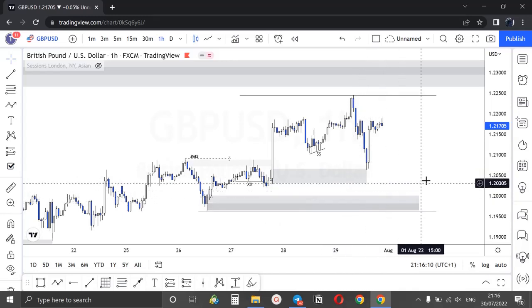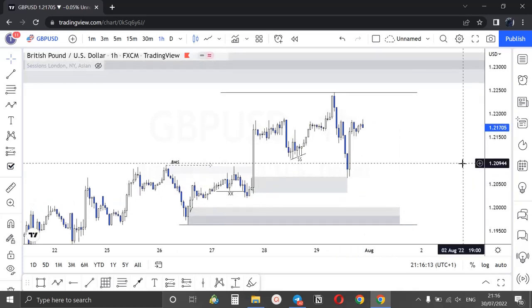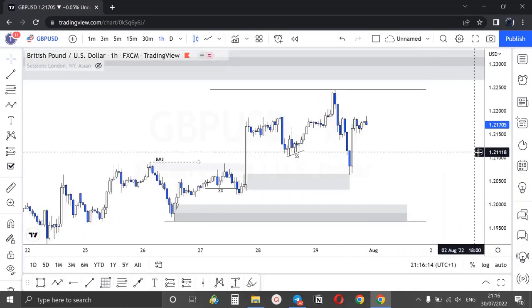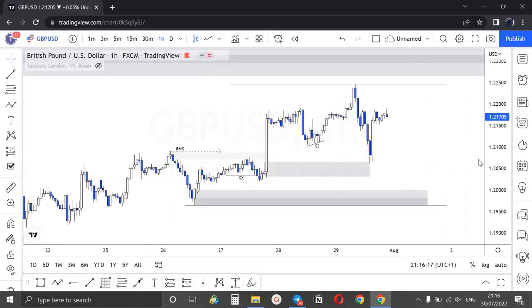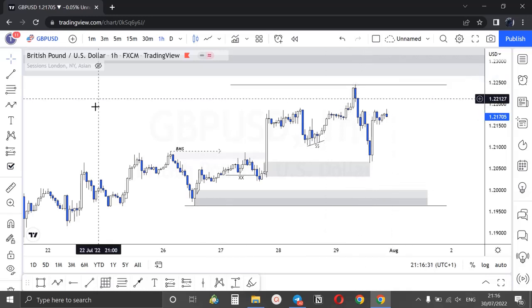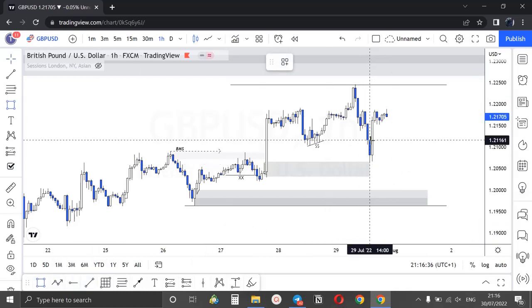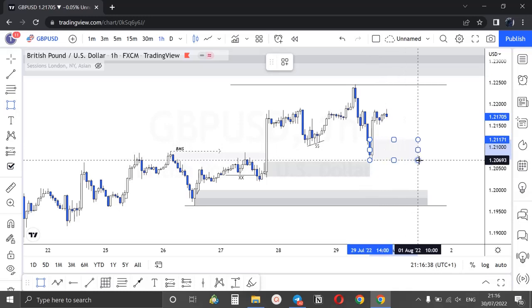But probably I'm just waiting to see what price will do when the market opens, because they can just open and this area has been mitigated. They can just start buying up and closing above this previous high, giving us a new higher high. So if that happened, then potentially this will be our next trade idea.